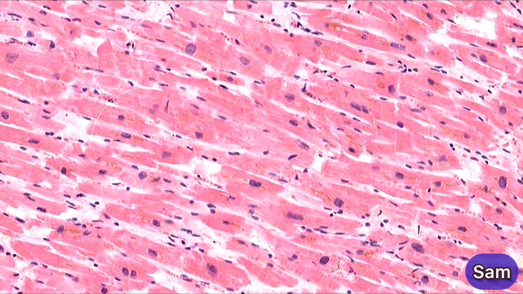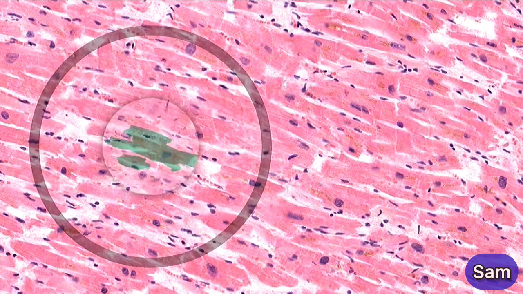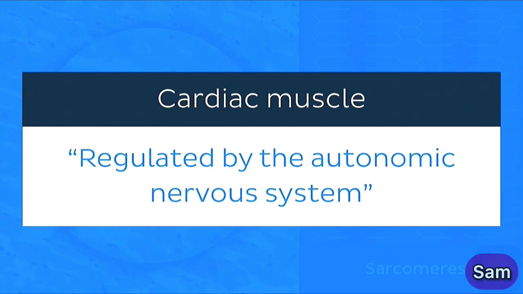So far we've seen that cardiac muscle is made up of cells called cardiomyocytes. We've also seen that this type of muscle has a striated appearance owing to the presence of contractile units known as sarcomeres. It's important to remember that cardiac muscle is an involuntary muscle that is found in the walls of the heart. It's an involuntary muscle because it's regulated by the autonomic nervous system and is not under conscious control.